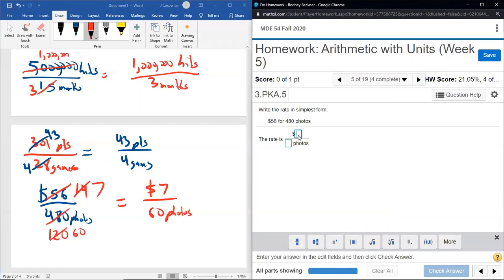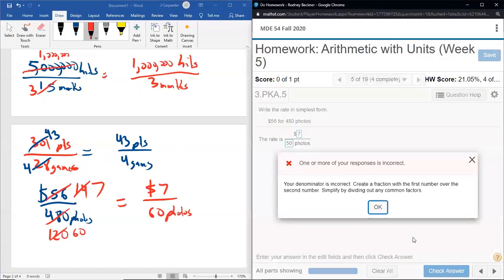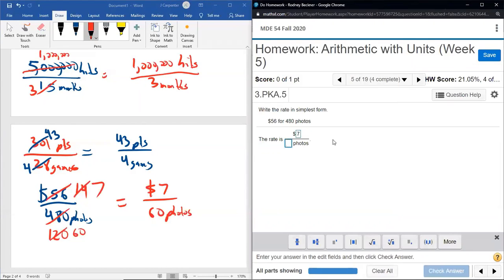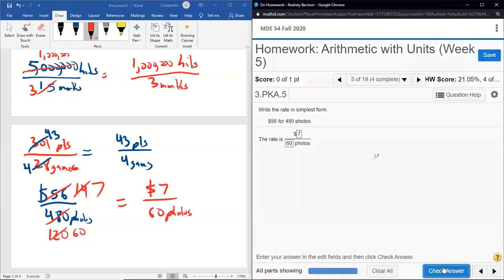All right, so what do we get down to? $7 for 60 photos. Let's see, maybe I make a typo. Oh, made a typo. I did that intentionally. 60, 760, double, triple check. Good.